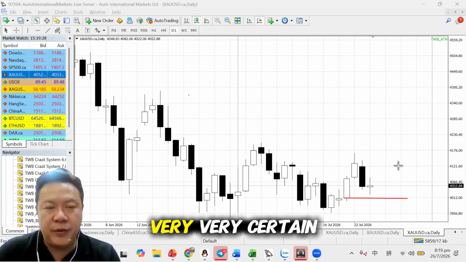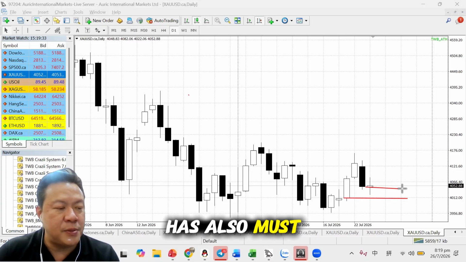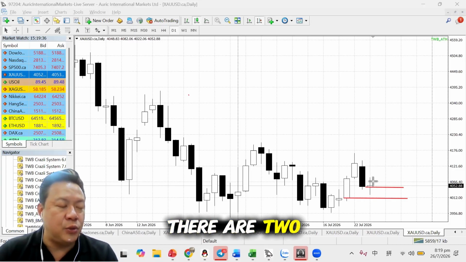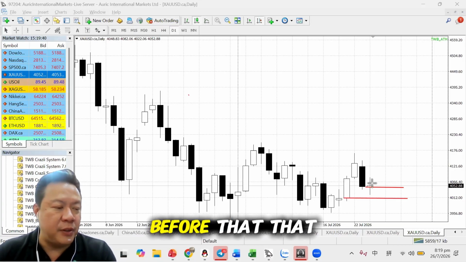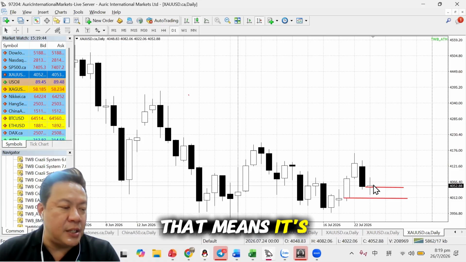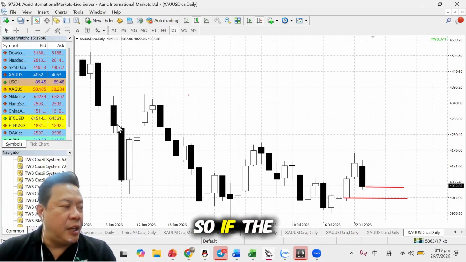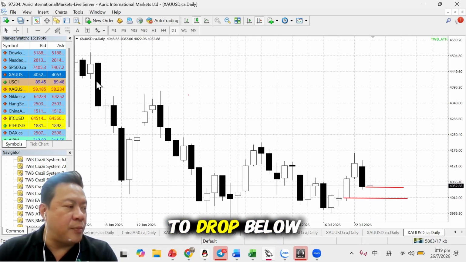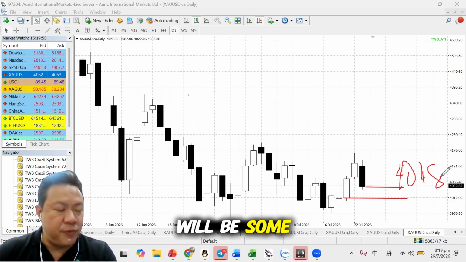But to be very, very certain, this white color candle, the opening price must also be used. So which means that there are two numbers to watch out for. One, it will be the KCB that's before that. That is around, let me see, the white diamond, right? That means it's about 4048. I repeat, 4048.